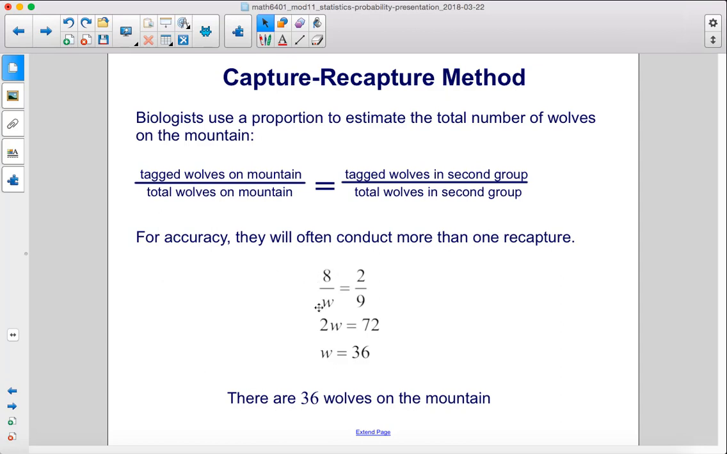So, for example, we had 8 original tagged wolves over the total wolves on the mountain, W, because W is what we're trying to figure out. Then we had 2 tagged wolves in the second group, and there were 9 wolves in the second group. So then we just solve for W. To do that, we multiply 8 times 9, and we get 72, and we multiply 2 times W to get 2W. So W equals 36, 72 divided by 2. So we can estimate that there are 36 wolves on the mountain.